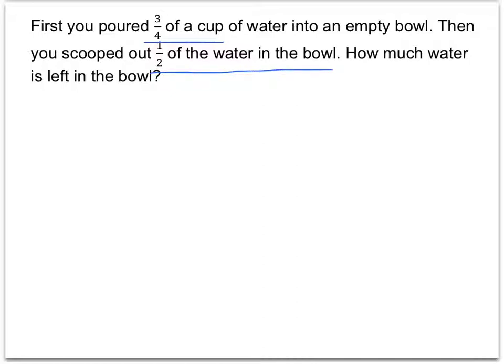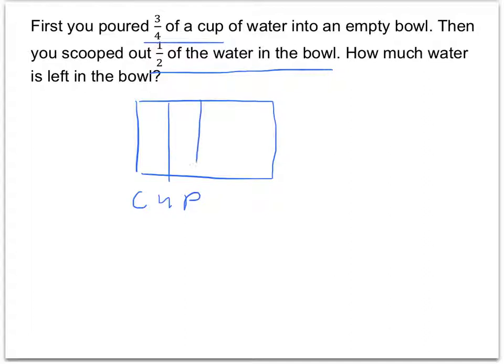So let's draw a picture to illustrate what this is saying. And so let's draw a box here to represent our whole, which is a cup of water. And then it says we poured 3/4 of a cup of water into the empty bowl. So let's break this up into 4 pieces. And it says that we poured 3 of those pieces into the bowl. So there's our 3/4 that we poured into the bowl.